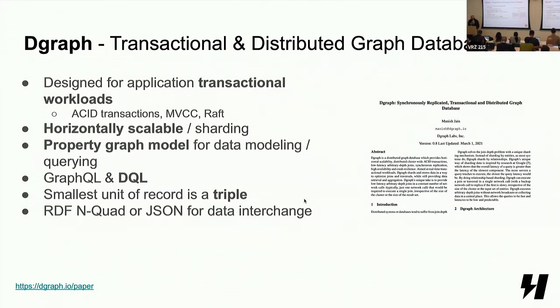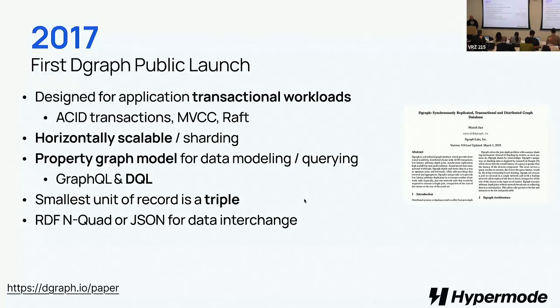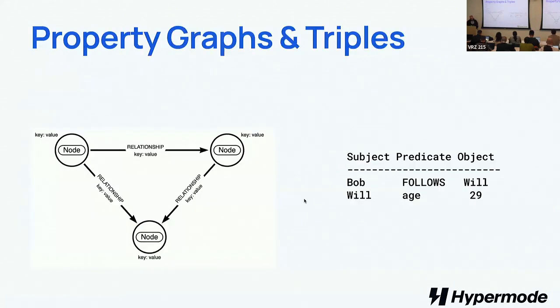Coming from the relational world where your smallest unit of record is a row, here the smallest unit of record is a triple, which I think is familiar to a lot of folks. Yeah, and we already talked about use of RDF for data interchange. So 2017 was the first Dgraph public launch. It was an open source project created by some folks from Google, again, optimizing on this idea of distributed.